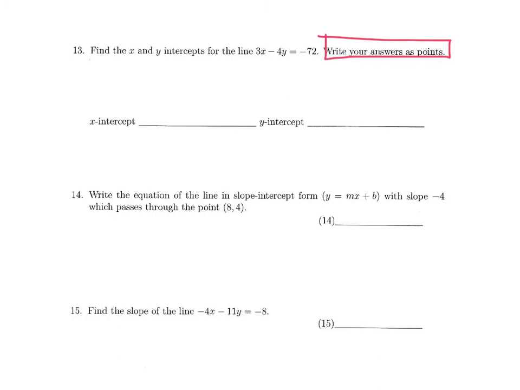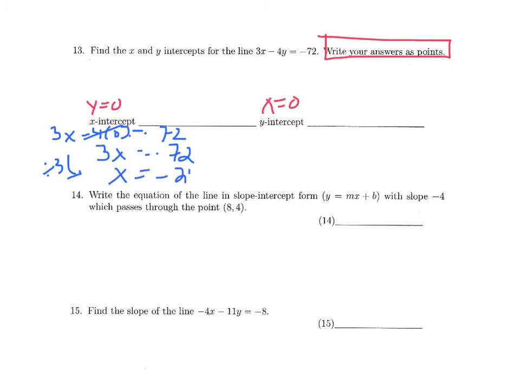So for x-intercepts, y is equal to 0. And for y-intercepts, x is equal to 0. So for the x-intercept, we're going to set the y equal to 0. So 3x minus 4 times 0 equals negative 72. This thing multiplies to 0, and that gives you 3x equals negative 72. Divide both sides by 3, and you get x equals negative 24. The x value is negative 24, and if you remember, we set the y equal to 0.